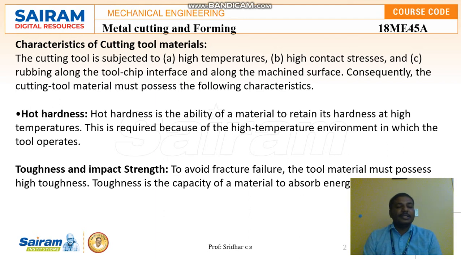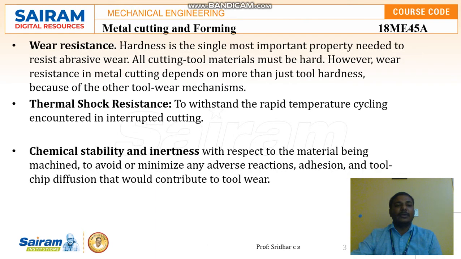Next one is toughness and impact strength. To avoid fracture failure, the tool material must possess toughness. Toughness is the capacity of a material to absorb energy without failing. That means the tool should not suffer fracture failure; it should be able to absorb the energy without failure.